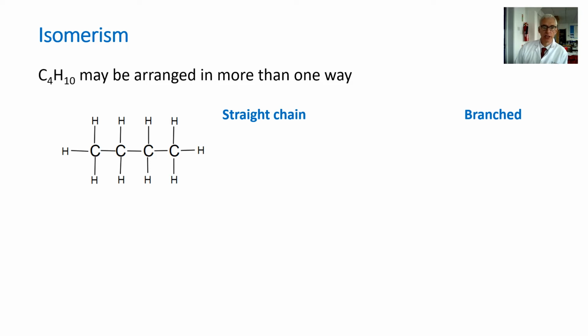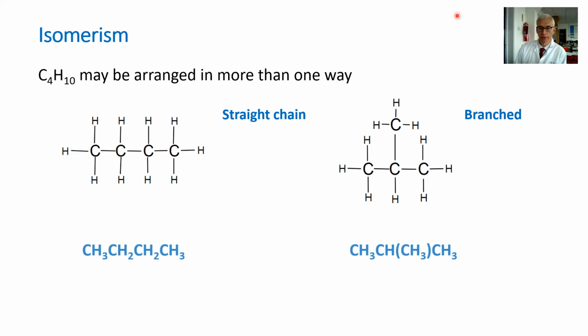Pause the video and see if you can draw the branched chain alkane C4H10. Okay, so the branched chain, very simply, instead of 4 carbons as our longest continuous chain, we've got 3. To go to the 4th carbon, we need to either backtrack or pick the pen up and go to the 4th carbon. So we've got a longest chain of 3 and then a side group. So that would be referred to as a branched chain alkane.